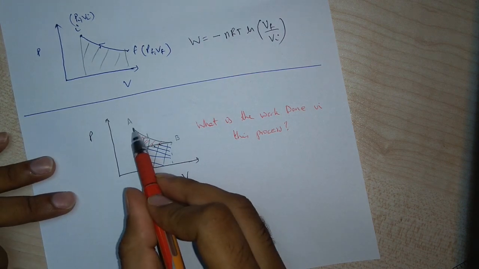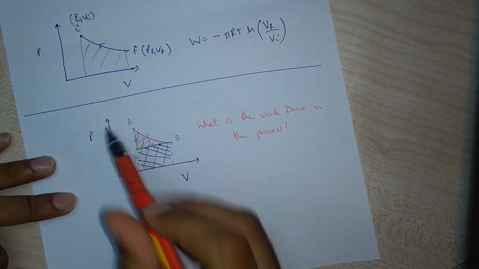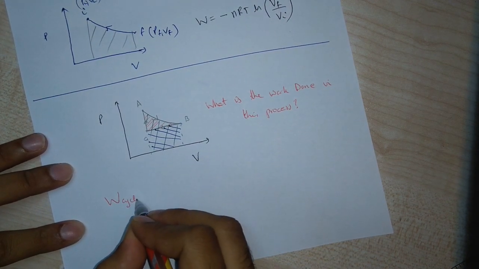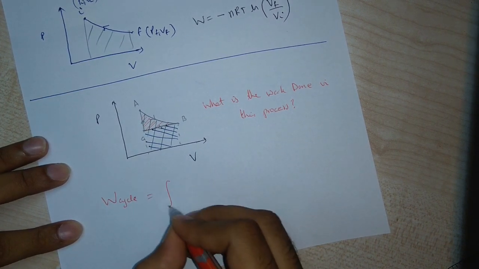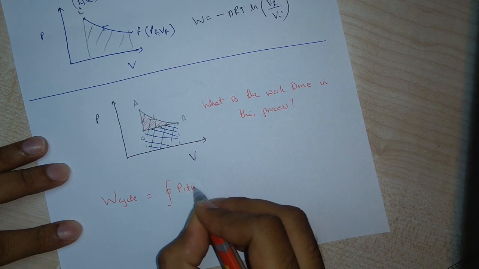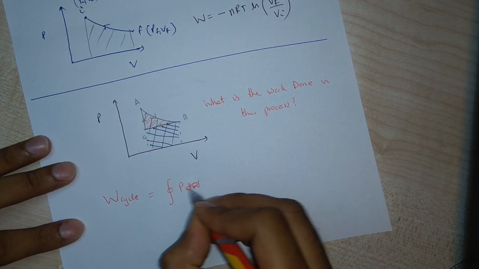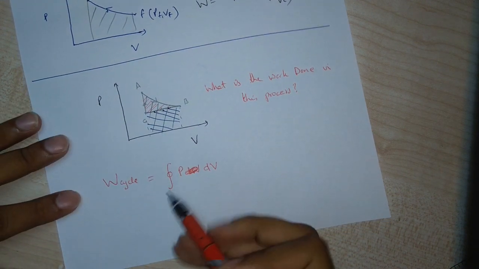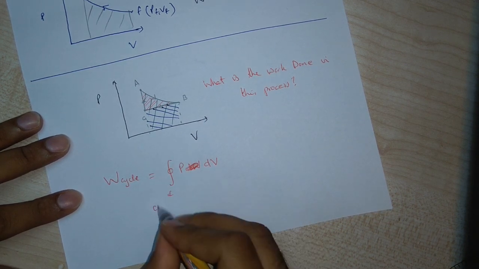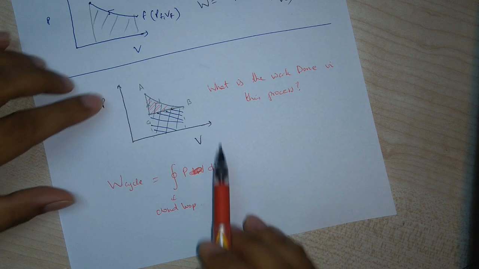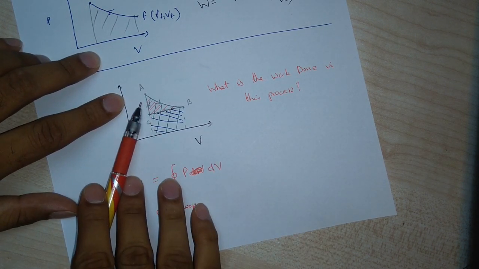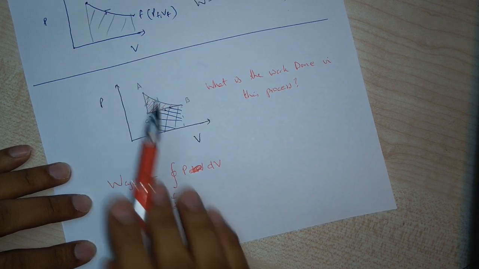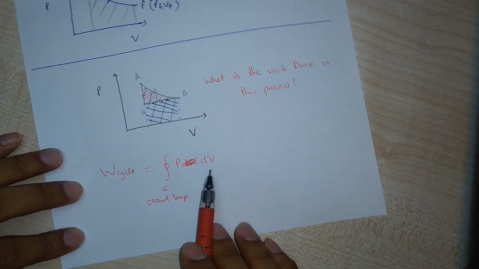So if you see here, this is a cycle. It goes from A to B, B to C, and C to A. So the net work done in this cycle, we write it as W cycle, is nothing but, we introduce a new integral called the closed integral, the closed integral of P times dV. This integral means it's a closed loop, called a closed loop integral. So it goes from A to B, B to C, and C to A. The work done in this cycle to go from A, B, C, A is nothing but a closed integral of P times dV.